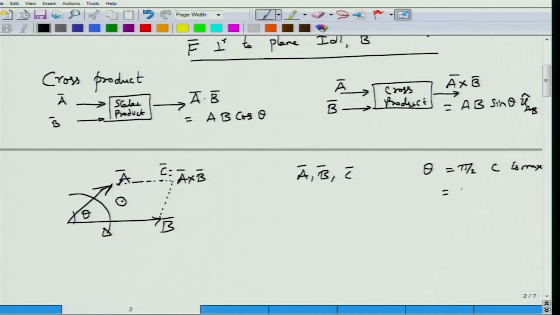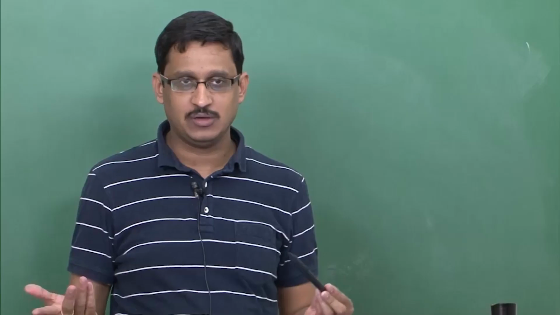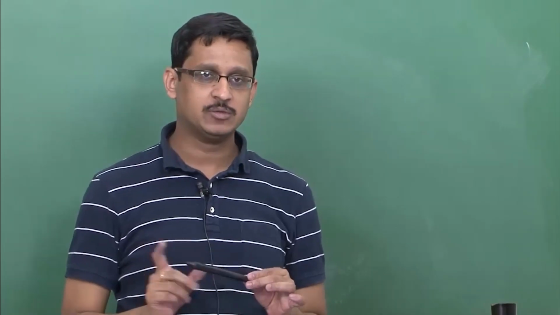When theta is equal to 0, the magnitude of C is 0. When theta is equal to 0, it simply implies that A and B are parallel to each other. They could be parallel in the sense that they are in the same direction, or they could be anti-parallel. In that case, the angle would be pi, and sine pi is again 0. So, whenever you have two vectors which are parallel to each other and you try to find their cross product, that would be equal to 0.